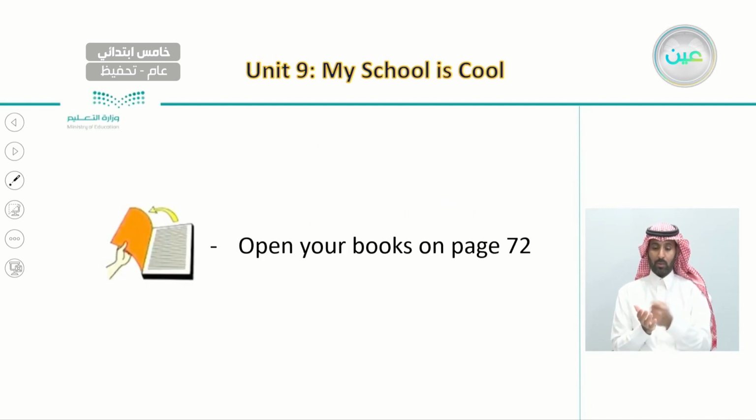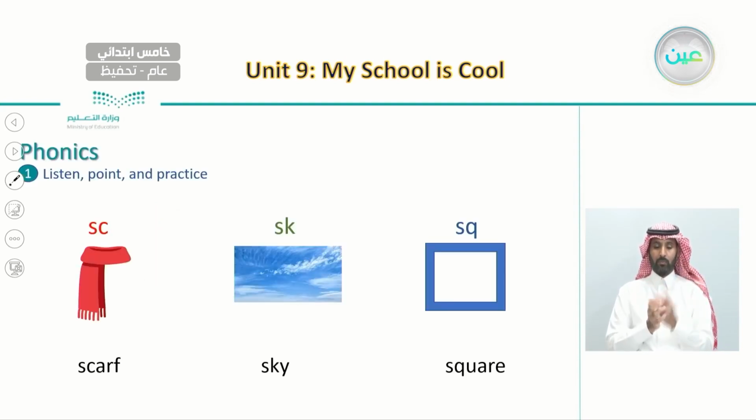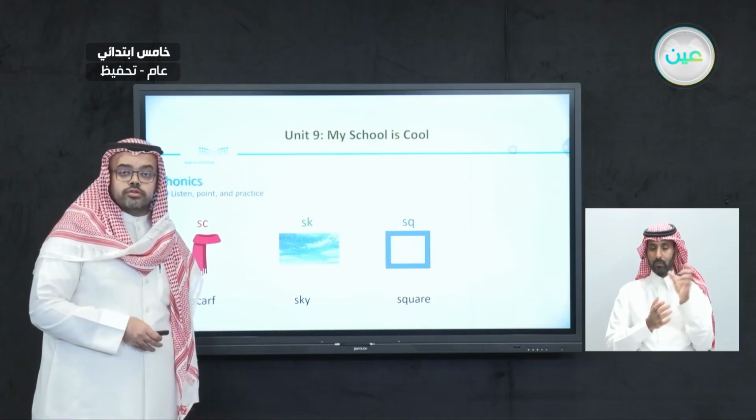So let's begin. I would like you, please, to open your books on page 72. On page 72, with the first exercise, what we need to do is to listen, point, and practice. So here, as you can see, we have these blends of consonant vowels, and what we need to do is to listen to these different sounds, and also to listen to the words below.